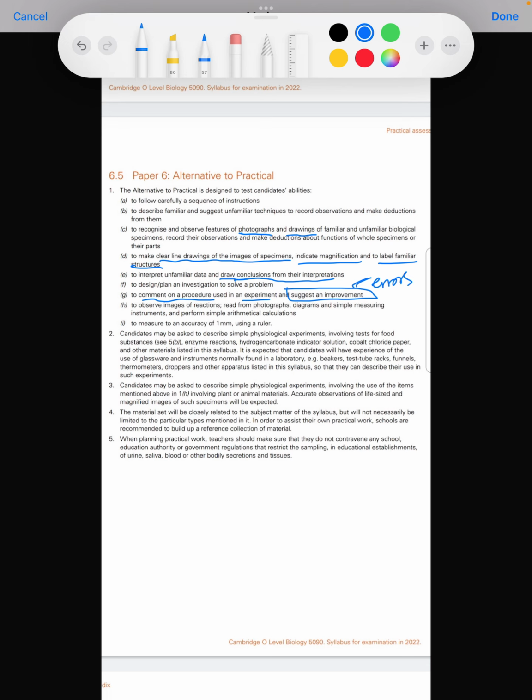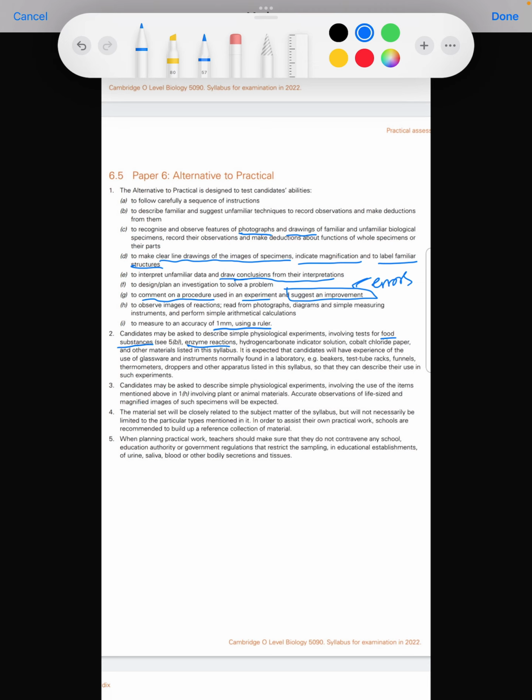To observe images of reactions, read from photographs, diagrams, and simple measuring instruments, and perform simple arithmetical calculations. So yeah, to measure to an accuracy of 1 millimeter, so you have to use a ruler. Candidates may be asked to describe simple physiological experiments involving tests for food substances. So that is one. Enzyme reactions, hydrogen carbonate indicator solution, so you'll be able to see in the papers, cobalt chloride paper, and other materials listed in the syllabus.